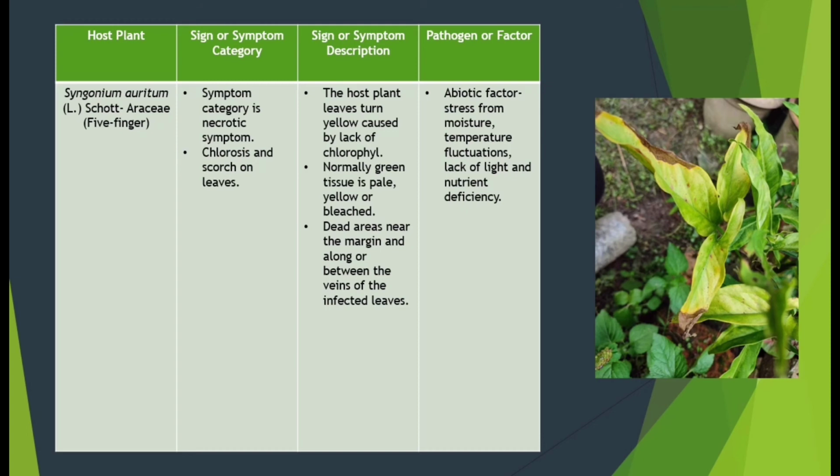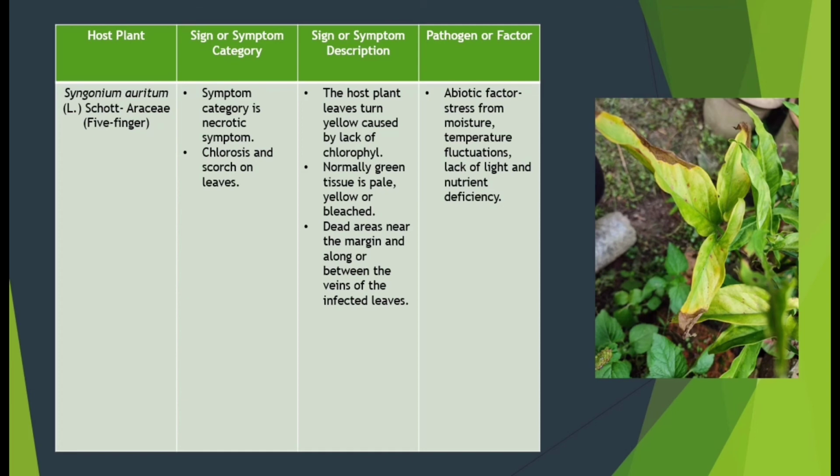The fourth host plant is Syngonium podophyllum, also known as five finger. The symptom category is necrotic symptom. Chlorosis and scorch on leaves can be seen. The houseplant leaves turn yellow caused by lack of chlorophyll. Normally green tissue is pale yellow or bleached. Dead areas appear near the margin and along or between the veins of the infected leaf.